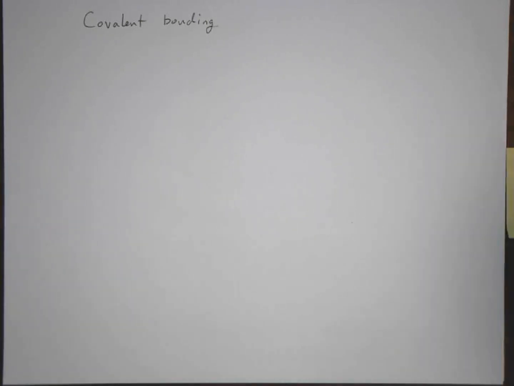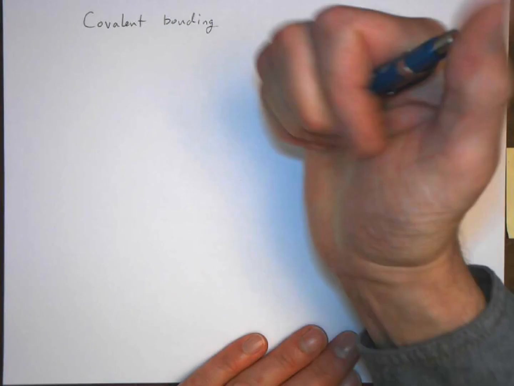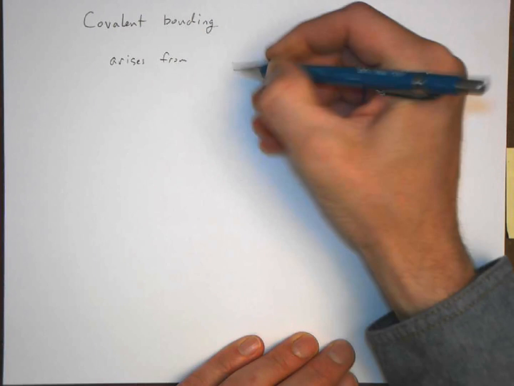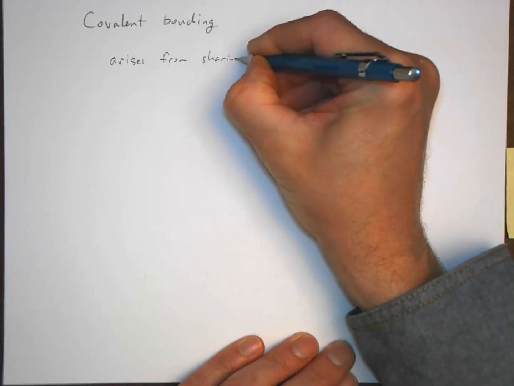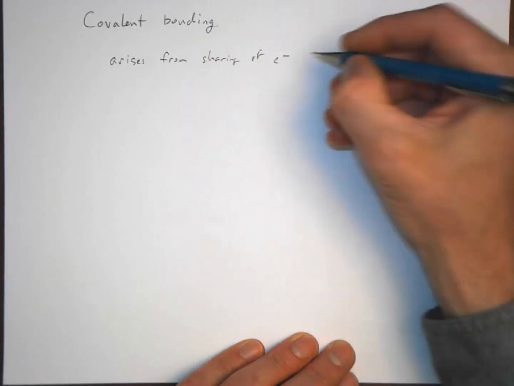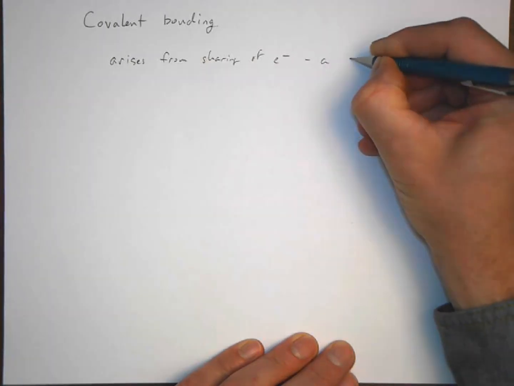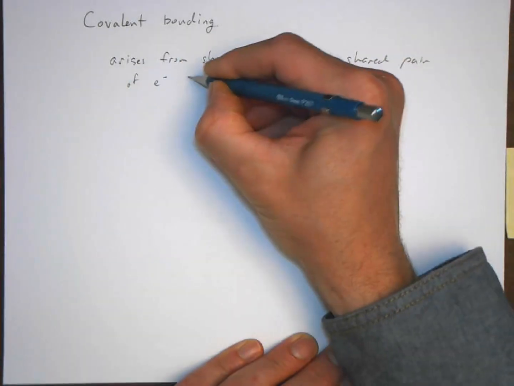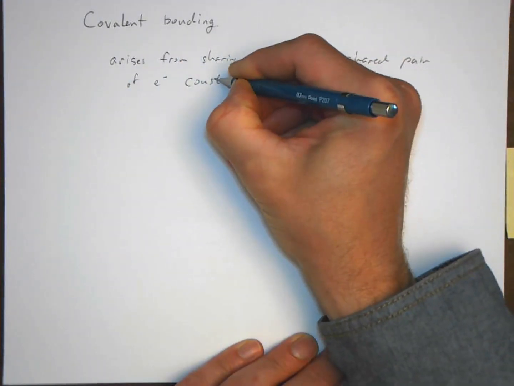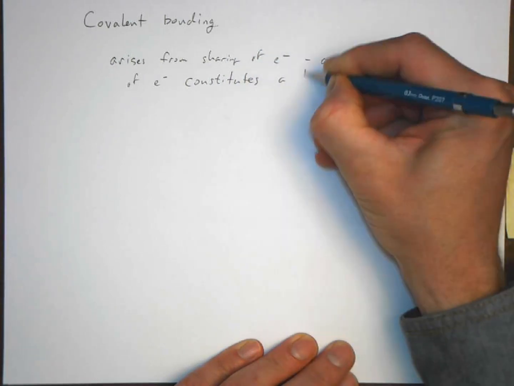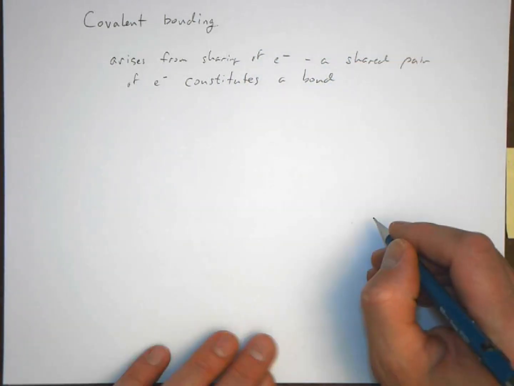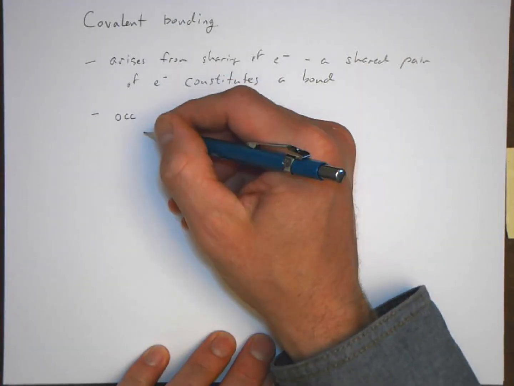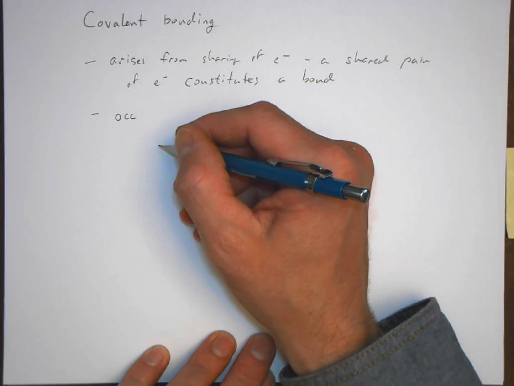Covalent bonding is a phenomenon that arises from a sharing of electrons, and a shared pair of electrons constitutes a bond. We see covalent bonding when elements that are making a compound have similar electron affinities.